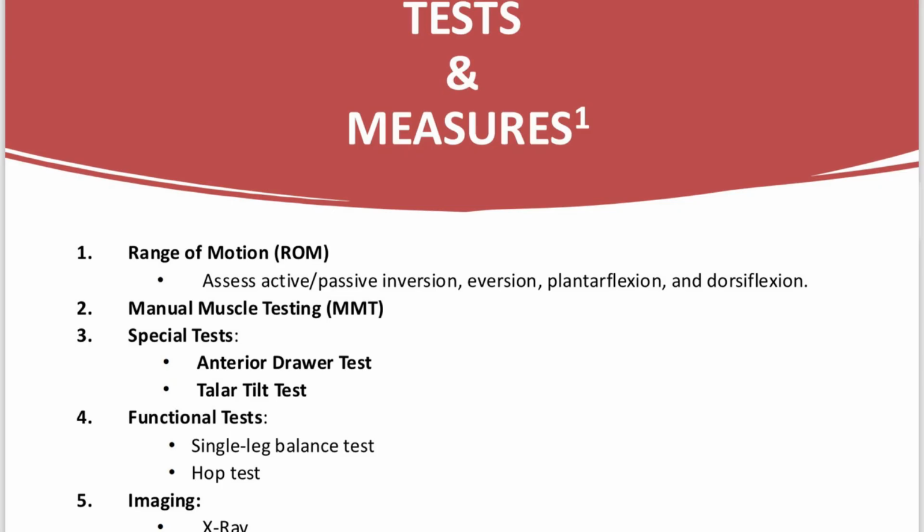In functional tests, we could do the single leg balance test or the hop test. The single leg balance test examines proprioception and stability, and the hop test is going to evaluate the ankle's ability to tolerate functional loads. And then we can always do imaging, so we can do X-rays or MRI.